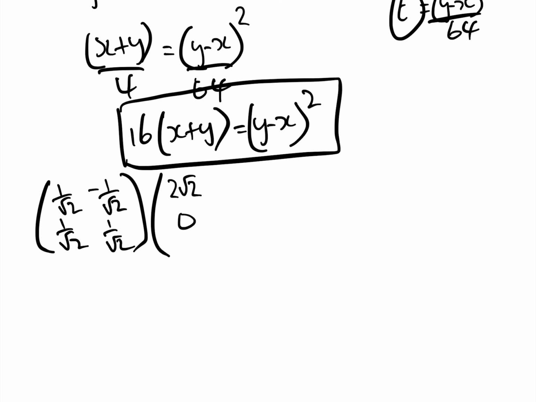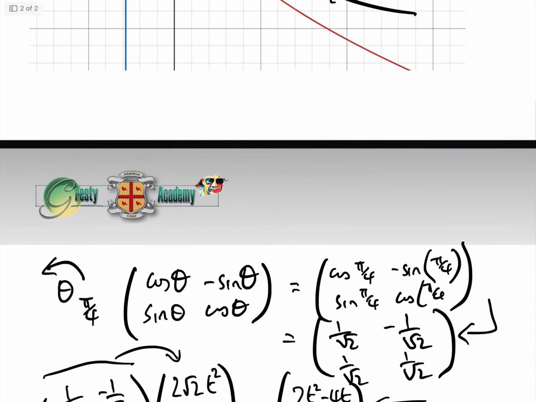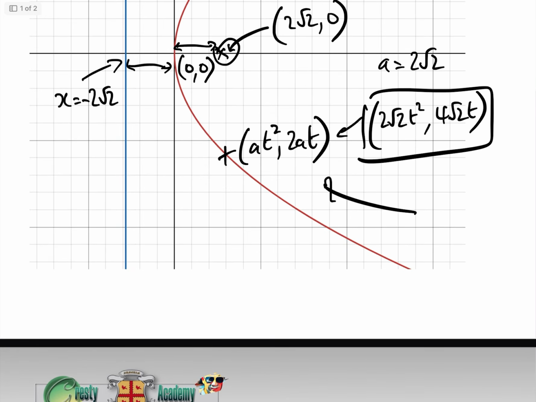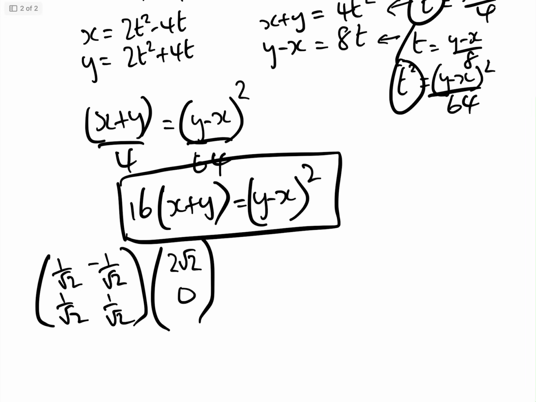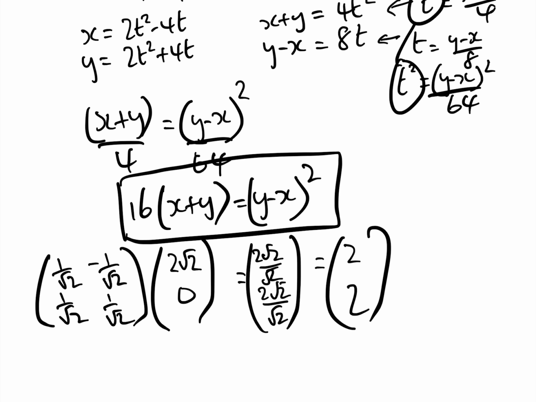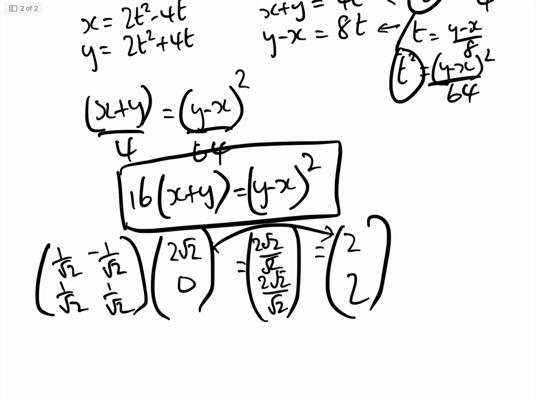So 2 root 2, 0 is the focus of the non-rotated parabola, and that should come to 2, 2. So let's have a look. If we do that, we get 2 root 2 over root 2, and 2 root 2 over root 2, which equals 2, 2. So indeed, 2 root 2, 0 does get mapped to 2, 2 under the rotation.